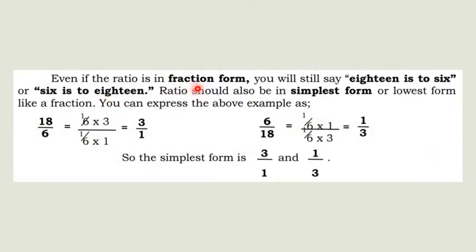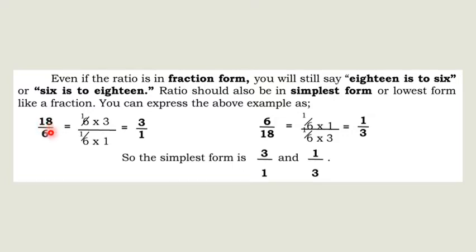So, even if the ratio is in fraction form, you will still say 18 is to 6 kasi ratio yung tinatanong dito. Or 6 is to 18, hindi natin pwede sabihin na 18, 6 or 6, 18. So, ito pa ay ratio. So, pag binasa natin siya, 18 is to 6 or 6 is to 18. So, pwede rin naman yung ratio, tulad ng fraction, pwede natin siya i-gawin na simplest form or lowest form. You can express the above example as, for example, 18 is to 6.